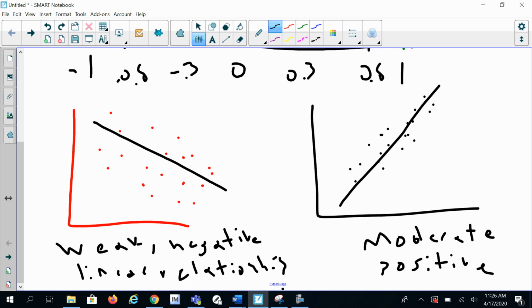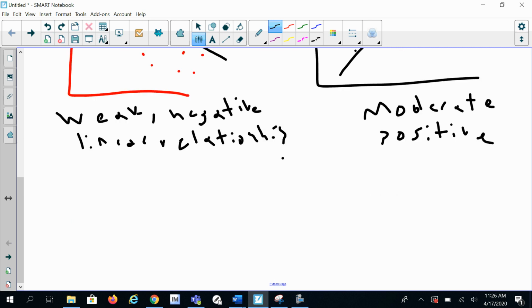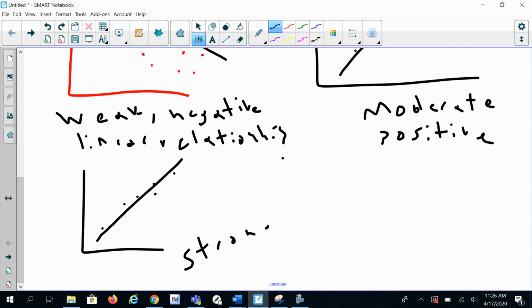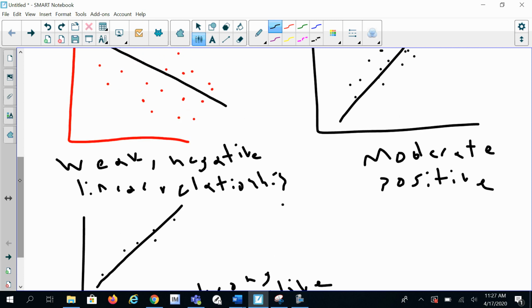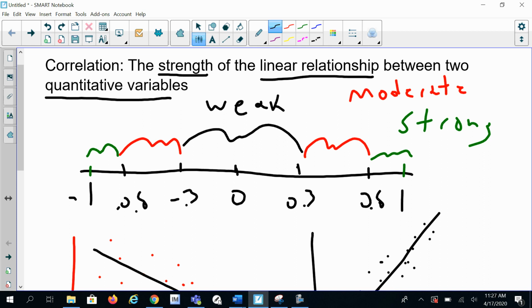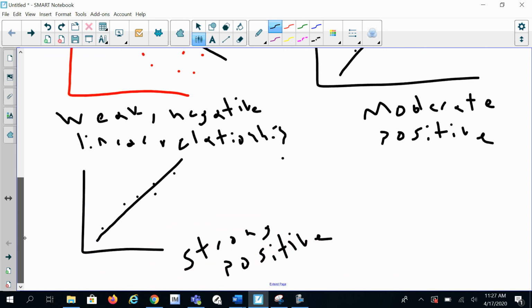And then we can do a really strong one here. Really quick, find something that's really precise. You'll notice that this is making a very good looking line. Okay, there's not a lot of variation from those dots. This would be a strong positive linear relationship. So these are how we can look at the number for the correlation, and then in practice, what the actual scatter plot's going to look like.